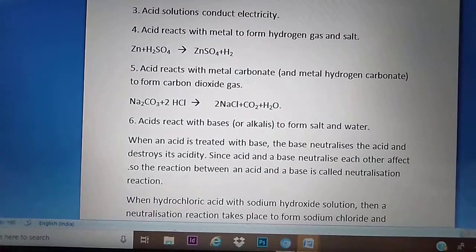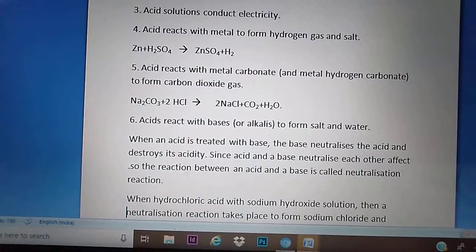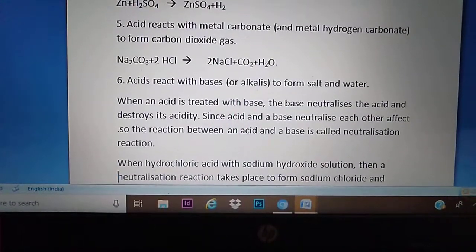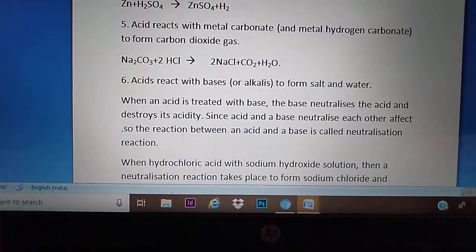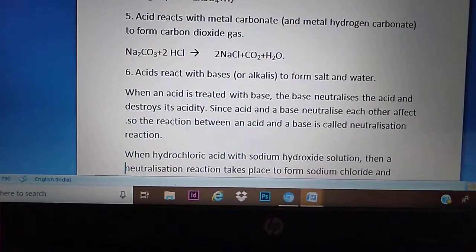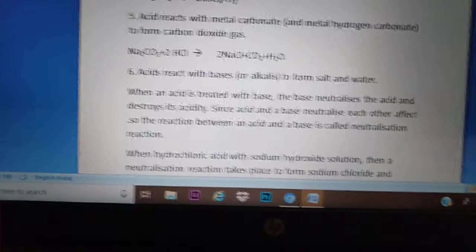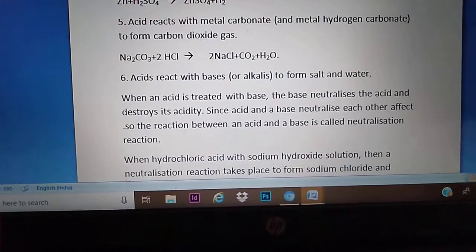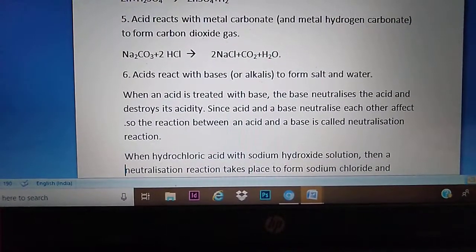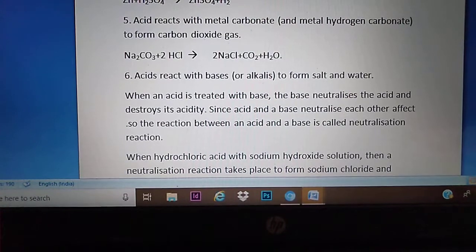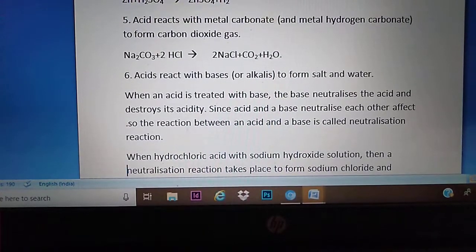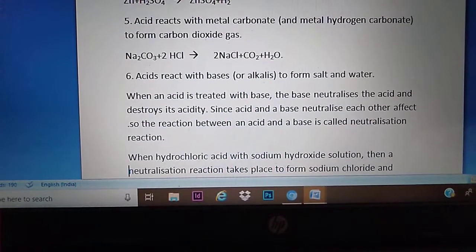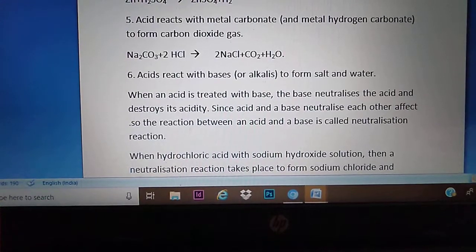Now the other property of an acid is that acid reacts with metal carbonate and also metal hydrogen carbonate. That means bicarbonate or hydrogen carbonate we can say. Then it forms carbon dioxide gas and again salt and water. Like I will give you an example where sodium carbonate reacts with hydrochloric acid to form sodium chloride, carbon dioxide and water. So this is a reaction between an acid and the metal carbonates. The same thing happens with the metal bicarbonates also, or hydrogen carbonate. There also carbon dioxide is going to be produced.